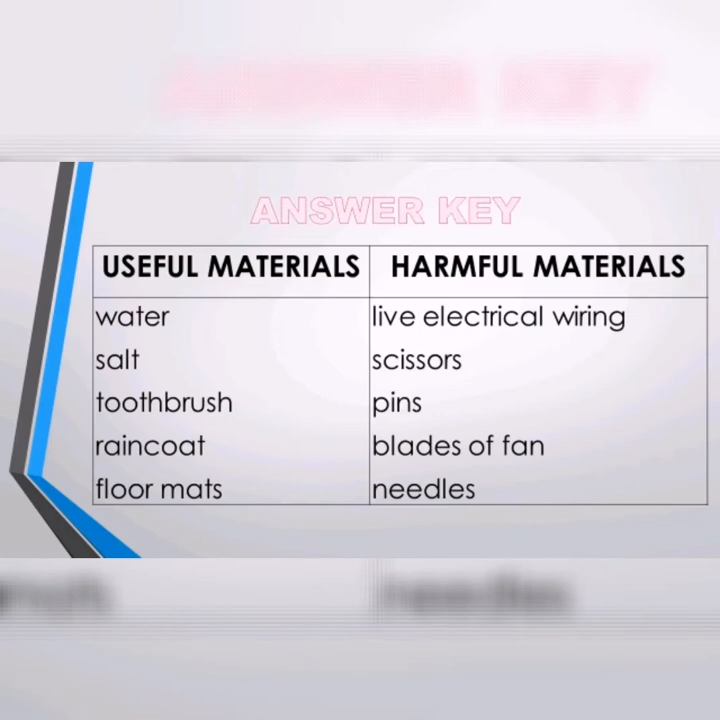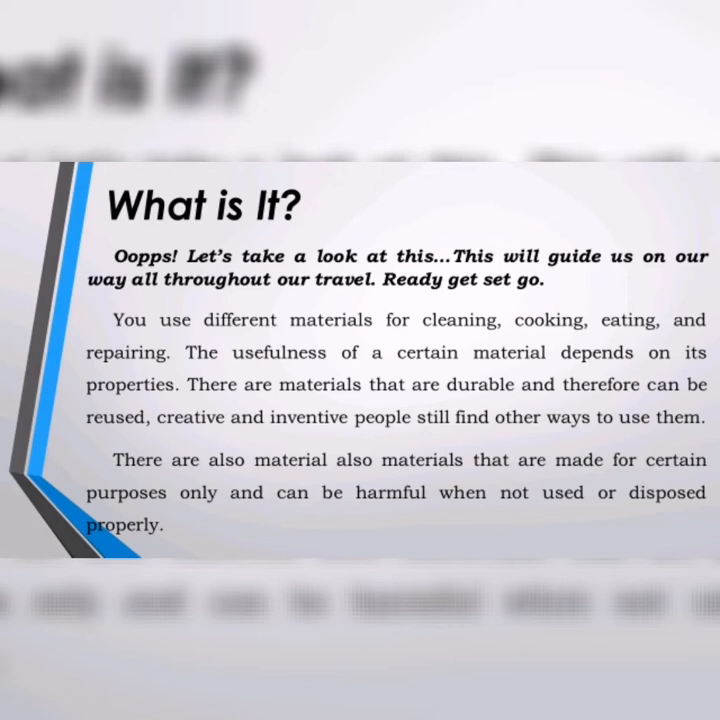Let's check your work. Useful materials are water, salt, toothbrush, raincoat, and floor mats. Harmful materials are the live electric wiring, scissors, pins, blades of fan, and needles. If you got it all, excellent! What is it? Oops! Let's take a look at this. This will guide us on our way all throughout our travel.